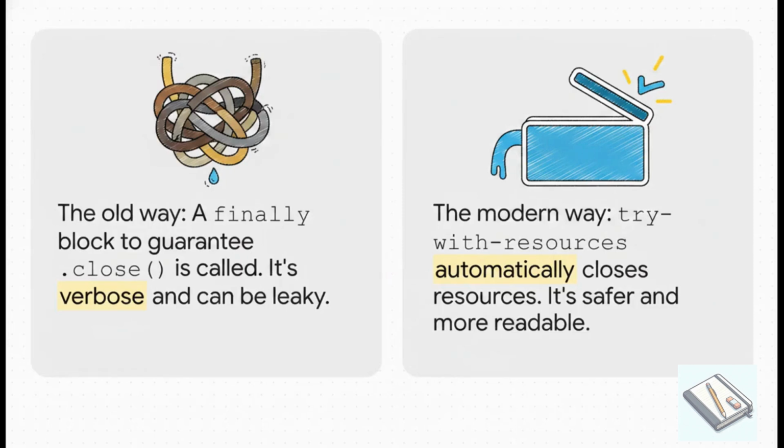Now, back in the day, we had to use these clumsy finally blocks to make sure close was always called. It worked, but it was ugly. Thankfully, modern Java gave us this beautiful, clean solution, the try-with-resources statement. You just declare the stream right there in the parentheses after try, and Java itself guarantees it gets closed automatically. It's safer, cleaner, and way easier to read.